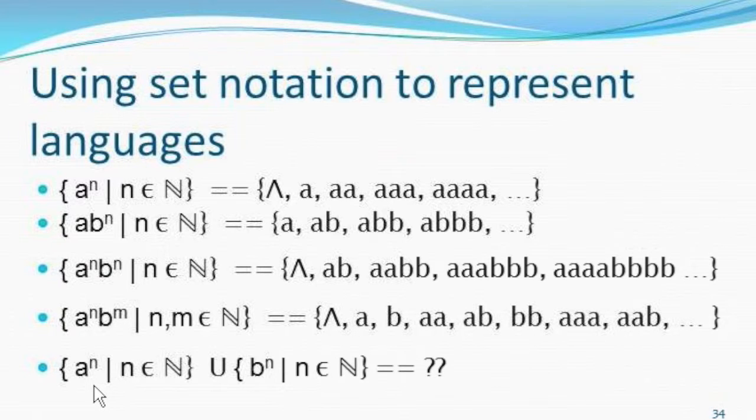And finally, this one, we've got A to the n, where n is in the natural numbers, and B to the n, where n is in the natural numbers, and we're taking the union of these two sets. So notice that we're never going to mix up the A's and the B's here. We're unioning the two sets, but we can take any number of A's and any number of B's.